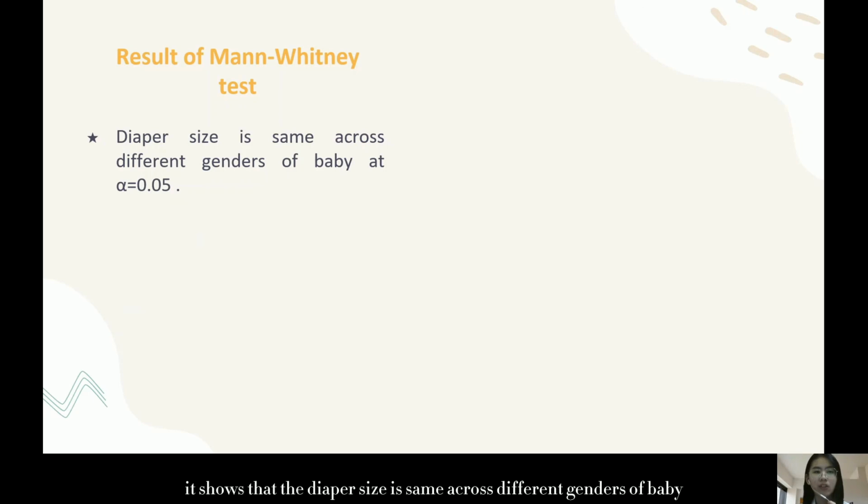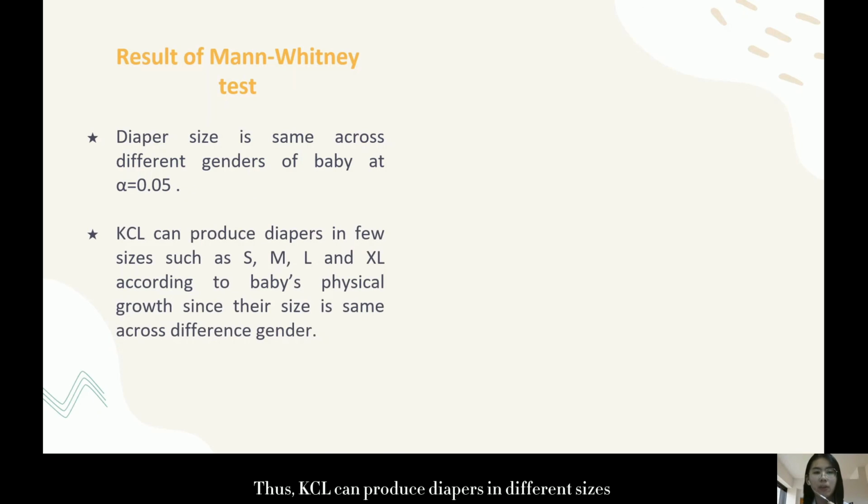Based on the result of Mann-Whitney test, it shows that the diaper size is same across different gender of baby at 0.05 level of significance. Thus, KCL can produce diaper in different sizes, such as S, M, L, and XL size according to baby physical growth, since their size is same across different genders.